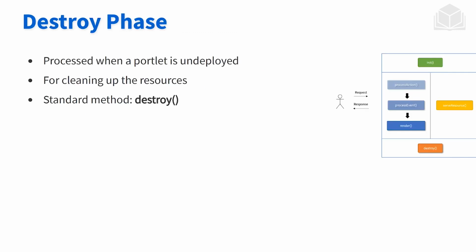And then finally, the last phase is the destroy phase. The destroy phase is analogous to uninstalling a portlet. This phase is called when the portlet is being undeployed. So the destroy phase will then clean up anything that needs to be cleaned up and leave everything nice and tidy. Following the pattern with the destroy phase, the destroy method is what's going to be called.